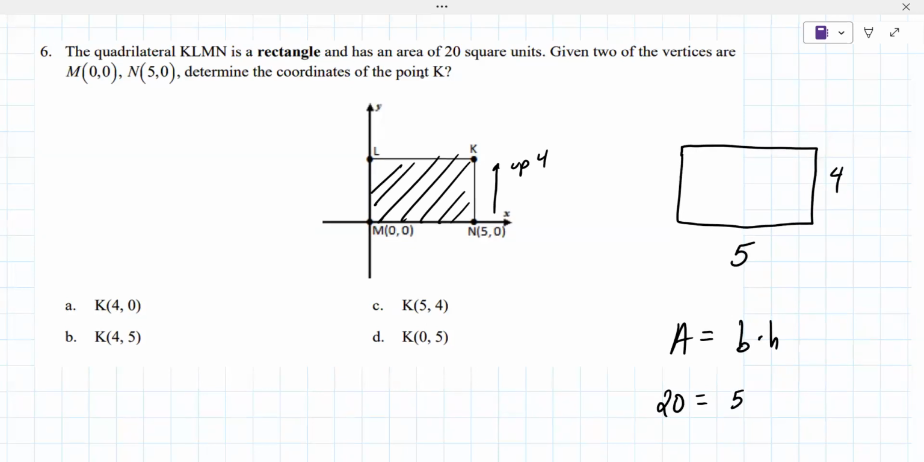So that would give you, I think it's 5,0. That would give you 4, 0,4. Well, that's over here at L. I mean, that's true, but you want to go from N because we're trying to find point K. So it'd be 5,4. Yes, the 5 units.